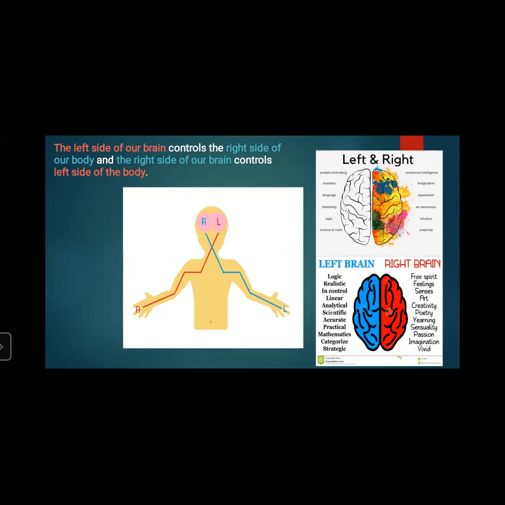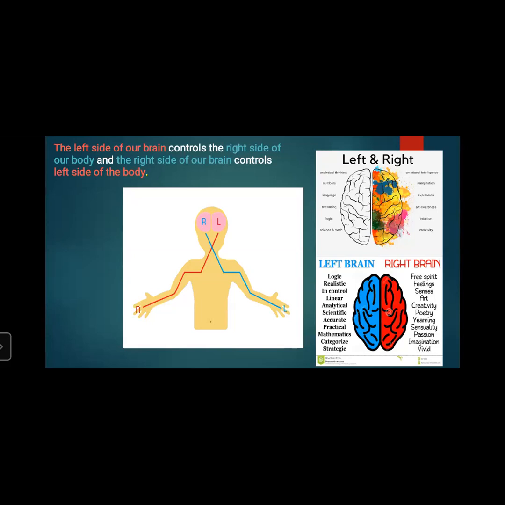The right side is related to emotional intelligence, imagination, expression, art awareness, intuition, and creativity. And the left side is analytical thinking, numbers, language, reasoning, logic, science, and math. So those who are good in math have a more active left brain, and those who are good in arts and values have a more active right brain. So, the left and the right brain.